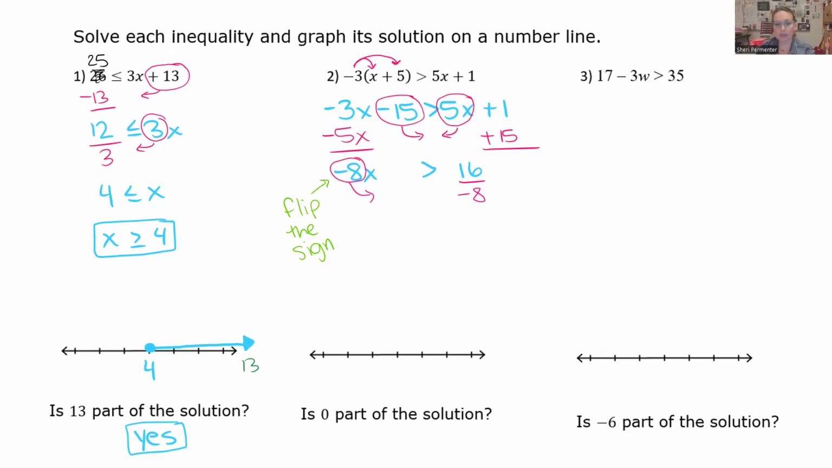And you flip the sign because that's negative. So I end up with x and I flip the sign. What's 16 divided by -8? -2. Is my variable on the left? Yes, I can box my answer.